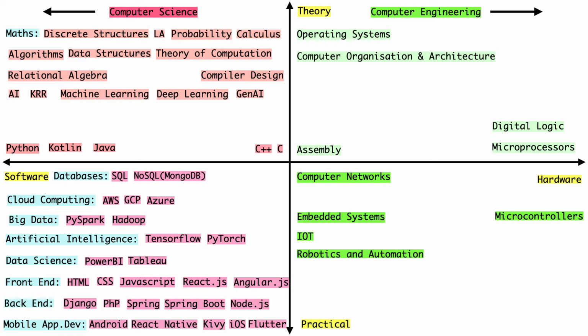Computer networks, I have placed very close to the center because it involves both hardware, like working with routers, switches, all those things. But when we study computer networks, we study the 7 OSI layers, different network protocols, and various concepts related to networking. So it is somewhat closer to software and hardware. So it is placed close to the center.